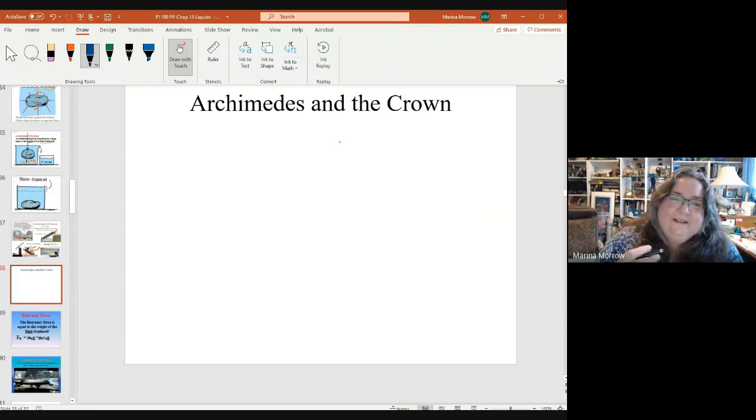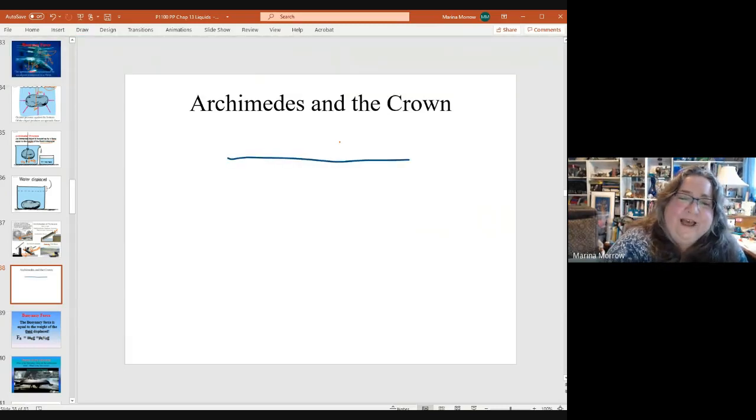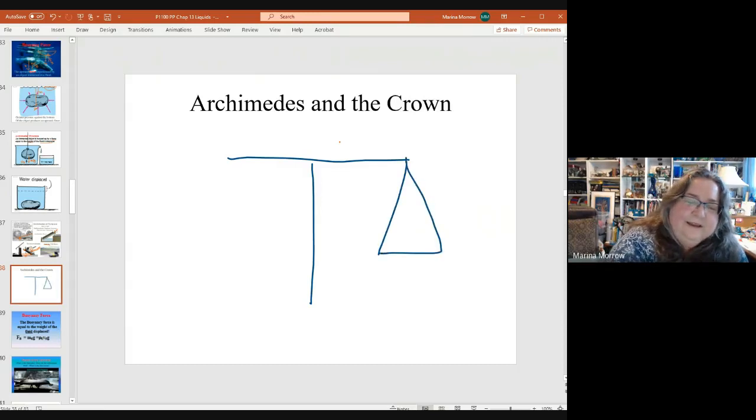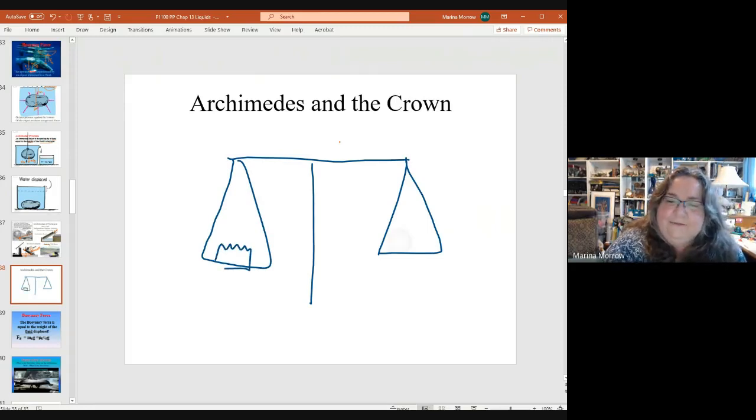Anyway, so he figured out the buoyancy force, and he figured out that it was the weight of the fluid displaced. Now, how did he figure out if the crown was pure gold or not? They aren't quite sure how he used the buoyancy force for that, but it may have been that what he did was he had the crown and a weight of gold on a balance. So here would be the fancy crown, and here would be some pure gold that balanced it out perfectly.